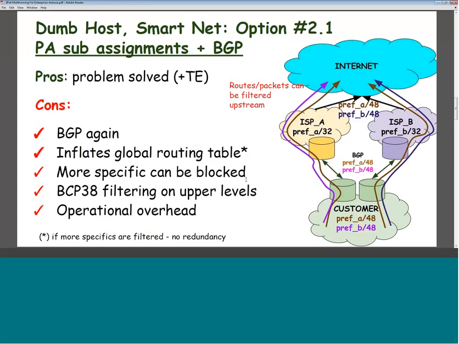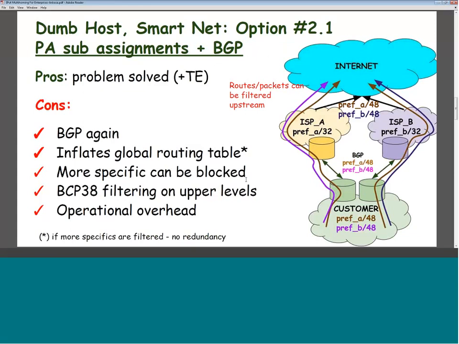Okay, again, we have a stupid host which will use whatever V6 address it has, and we have a network which routes the packets around properly. So one simple solution might be, and I've seen it working, when customer routers are advertising more specifics from both ISPs to both ISPs.